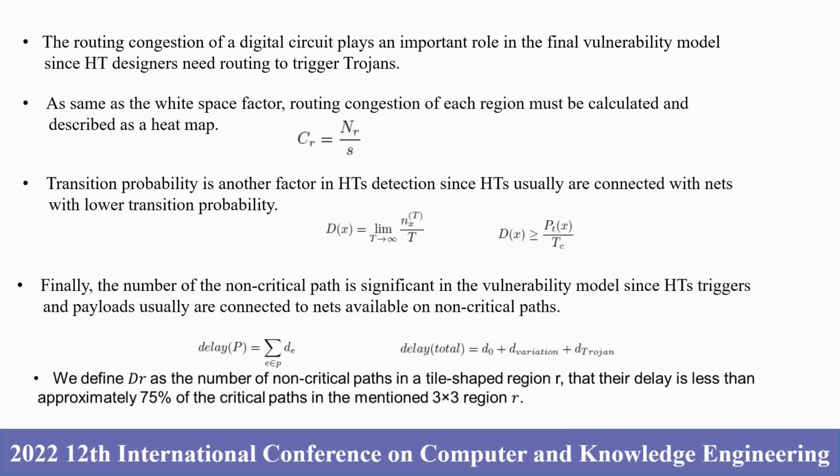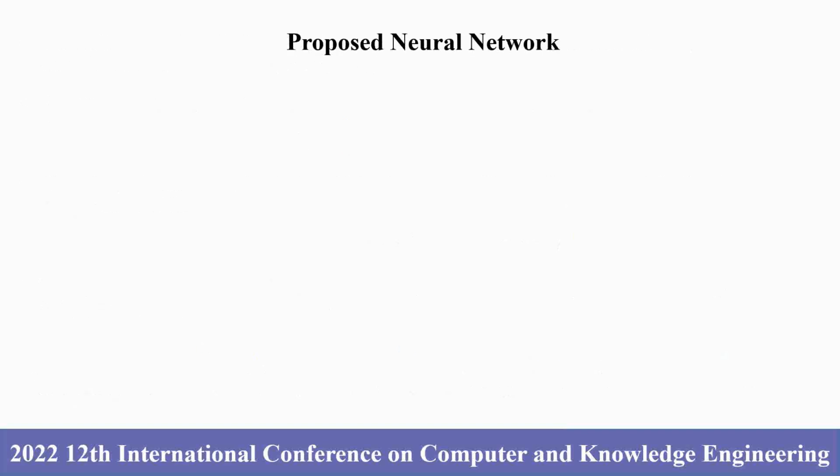Finally, the number of non-critical paths is also significant in the vulnerability model because hardware Trojans and their payloads usually are connected to the nets on non-critical paths. And non-critical paths are the paths whose delay is less than approximately 75% of the critical path. So these are the formulas for delay, and we also calculated the number of non-critical paths in those regions in a dimension 3 by 3 region.